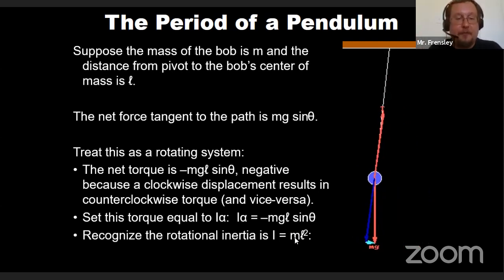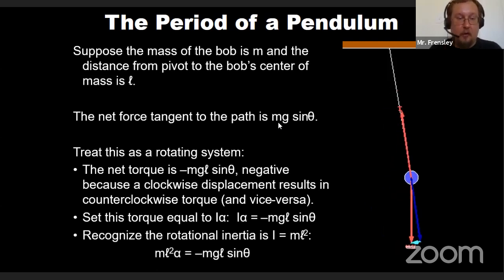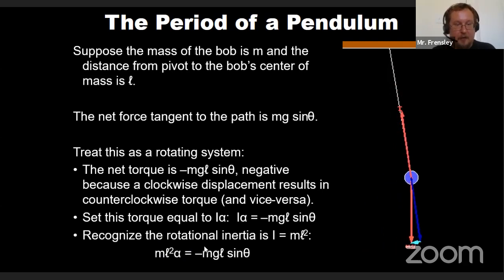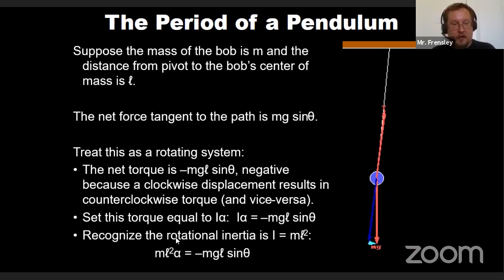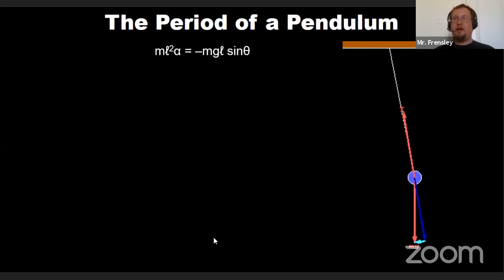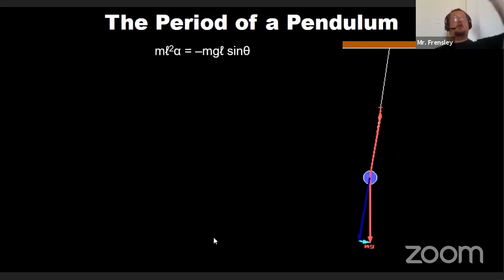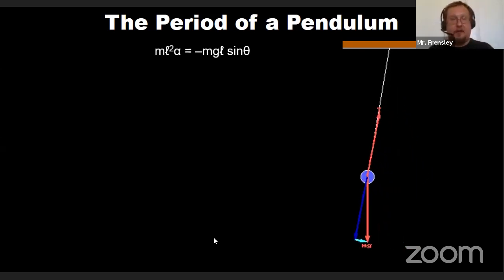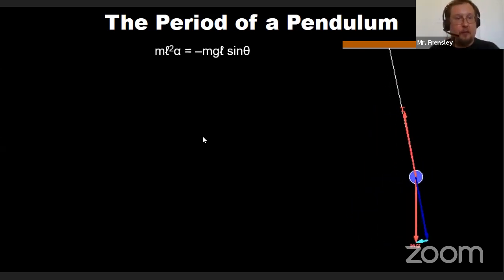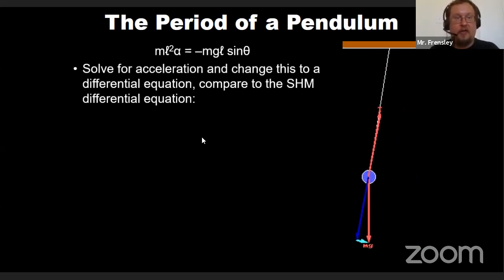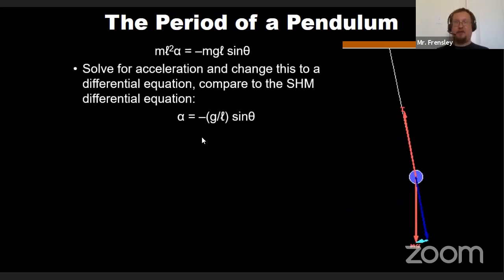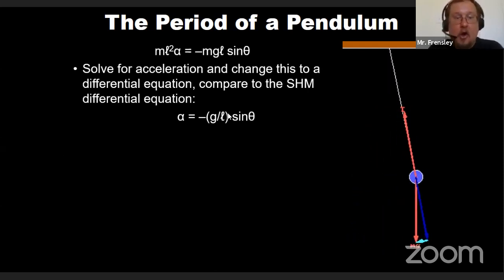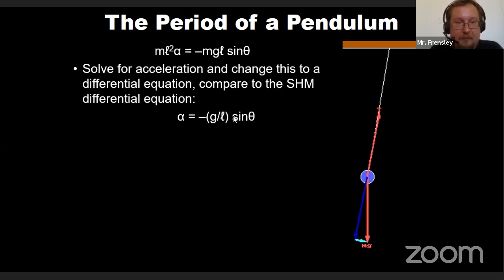Okay, so let's set this equal to each other. That's I times alpha, the I is ml squared, equals the torque. So that's just torque equals I alpha. So what am I going to do? I'm going to do what my steps say. Newton's second law: get the alpha by itself, and make it a differential equation. We're going to cancel the M's and an L, so the mass of the bob doesn't matter. That sounds familiar from a pendulum, right? I get alpha equals negative g over L times sine theta.